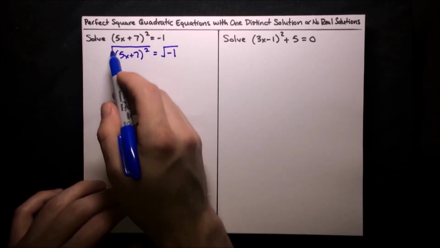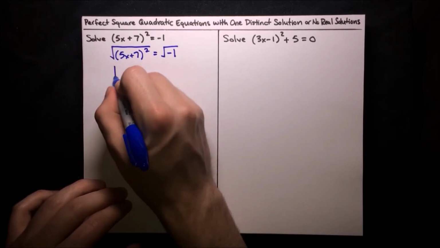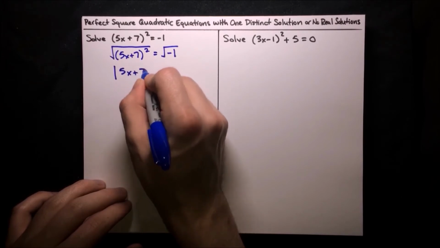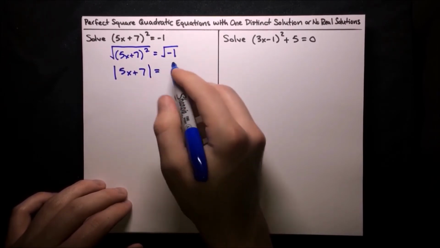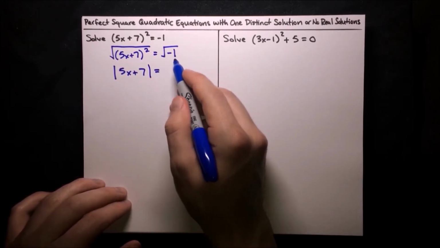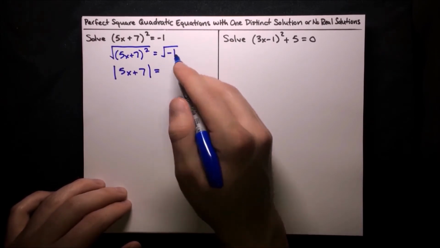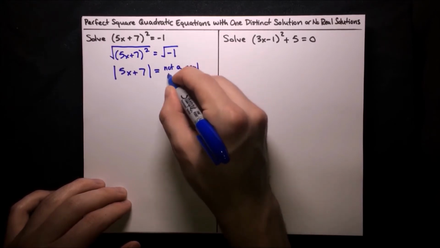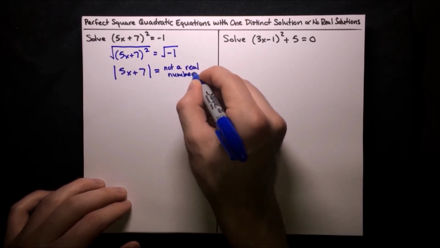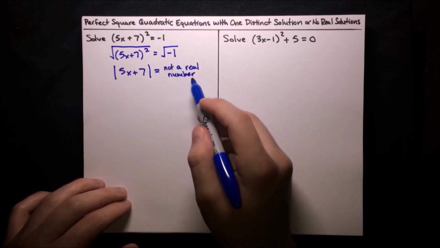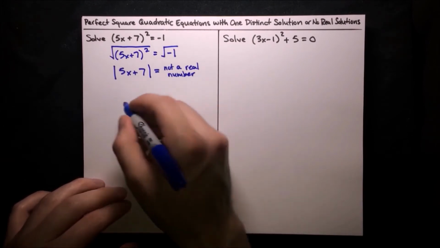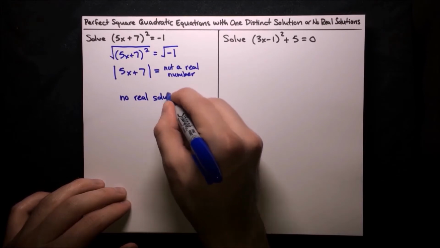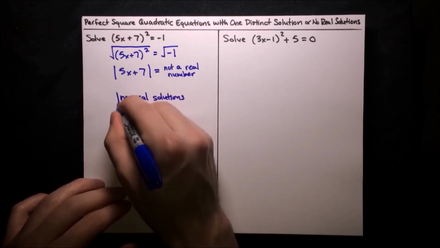Alright, so again, the square root of a square is just absolute value. So the absolute value of 5x plus 7 is equal to the square root of negative 1. But hold on, the square root of negative 1 is not a real number. The square root of any negative is not a real number. So as a result, we have no real solutions to this equation.